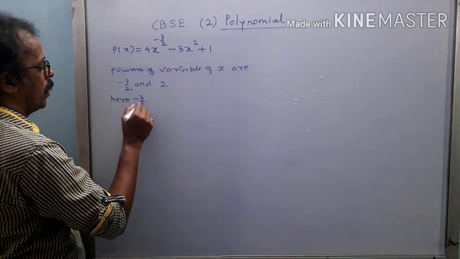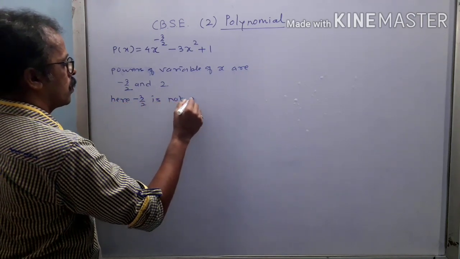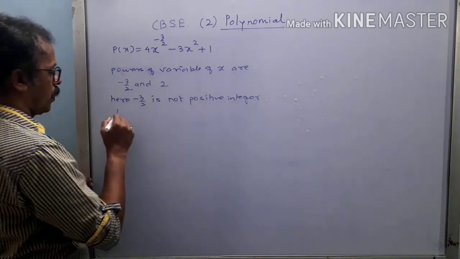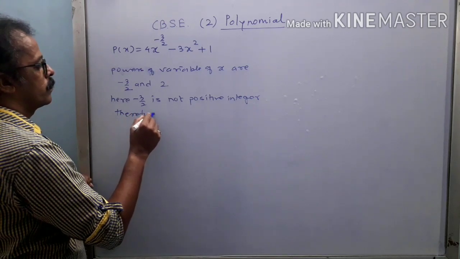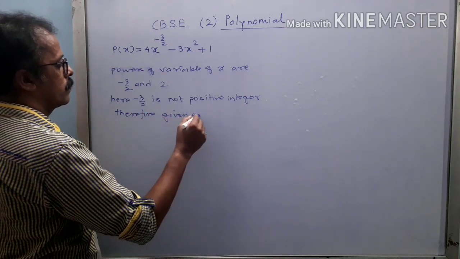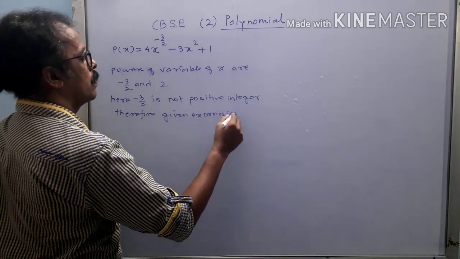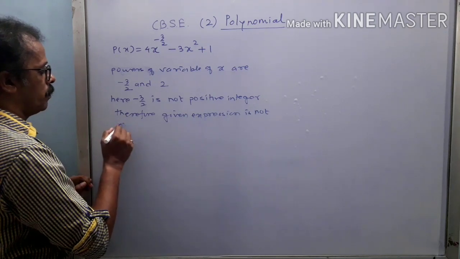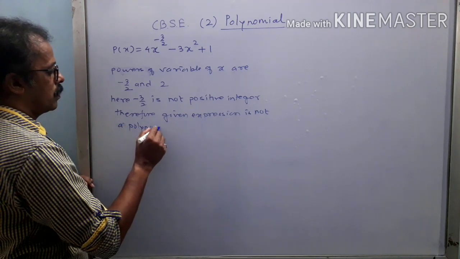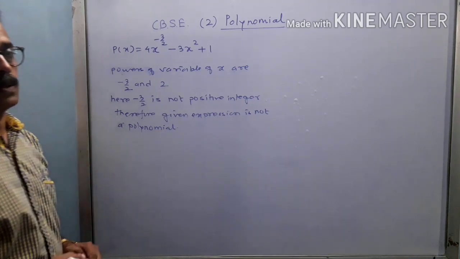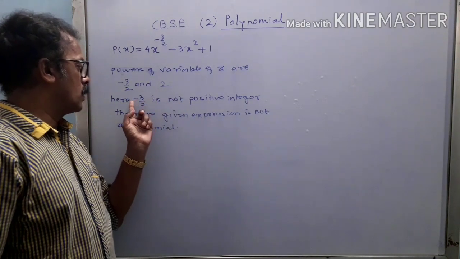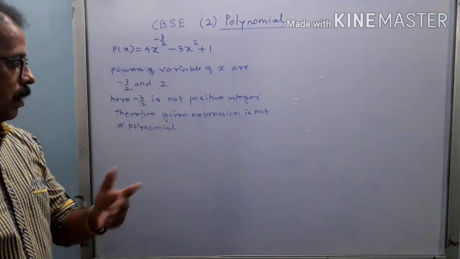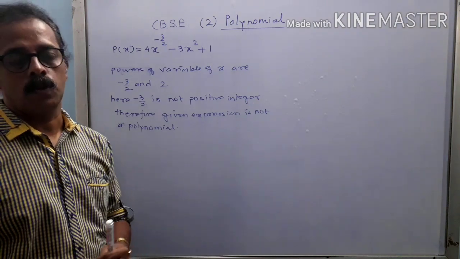Here minus 3 by 2 is not a positive integer, therefore the given expression is not a polynomial. Now just try to understand how I have written this answer: since minus 3 by 2 is not a positive integer, hence it is not a polynomial. Okay, this is about the degree and the types of polynomial we saw.